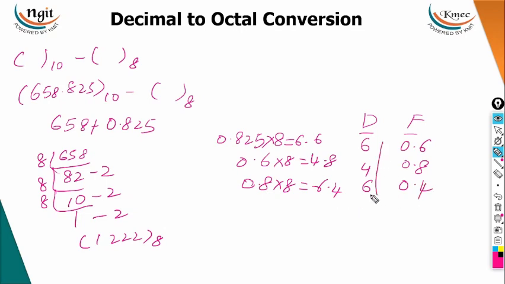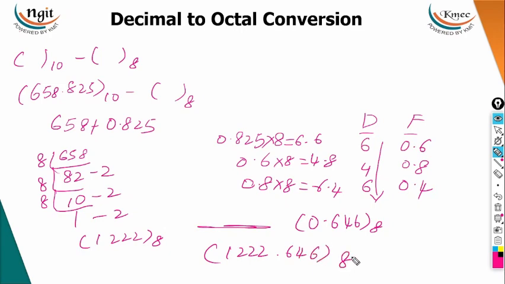So collect all these in the top down approach, that is 0.646 to the base 8. Now combine these two numbers, you are going to get 1222.646 to the base 8. So this is how the conversion goes from decimal to octal conversion.